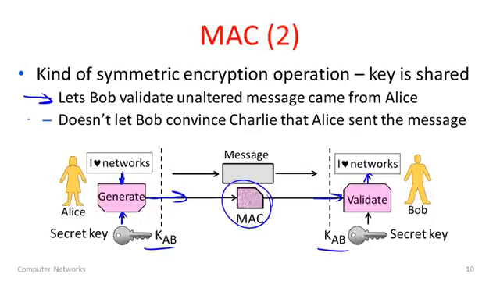However, you might notice here that this MAC does not let Bob convince someone else, say Charlie, that Alice sent him this message. And the reason is that Bob can also generate the MAC.